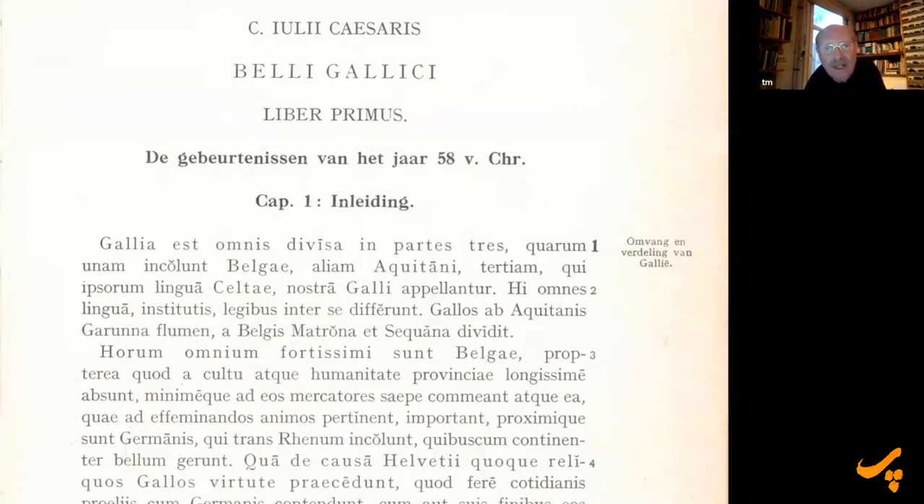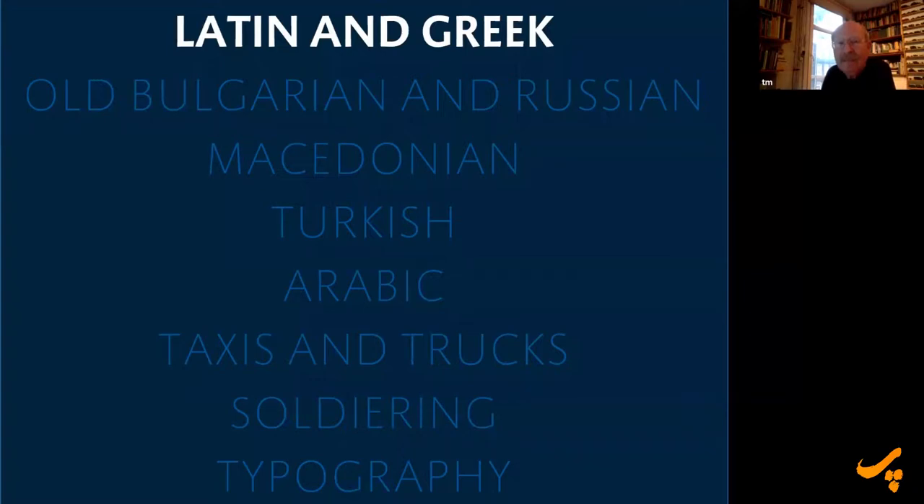Quarum unam incolunt Belgae, of which one the Belgians inhabit. And the Belgians are roughly the same tribe as where I belong now. And then it continues. So we do this as 12-year-olds, and actually it describes the incredibly crude and merciless methods that the Romans applied to teach these people civilization.